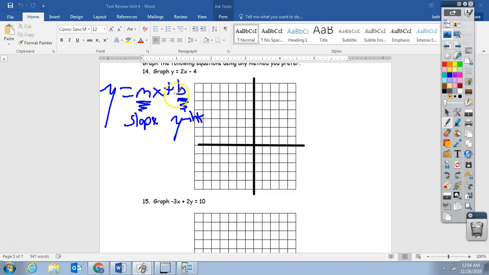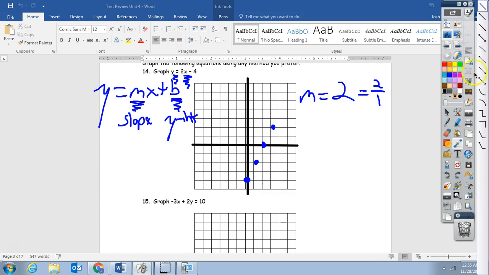Begin at this number and then move with this number. So where do I begin? At -4. So I go down 4, put a point. My slope, my m, is 2, which is the same thing as 2 over 1. So my rise over run tells me to go from my beginning point up 2, over 1, up 2, over 1, up 2, over 1.